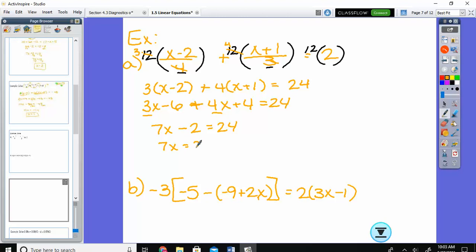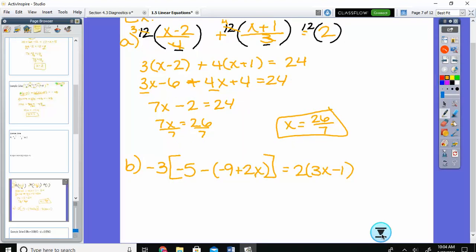Add like terms, so that would be a 7x minus 2. Add over your 2, divide by 7. When you do 26 divided by 7, it comes out to a long, nasty decimal, so let's just leave it in fraction. It can't be reduced, so I'll just leave it as 26 over 7. I prefer exact answers, not rounded answers.